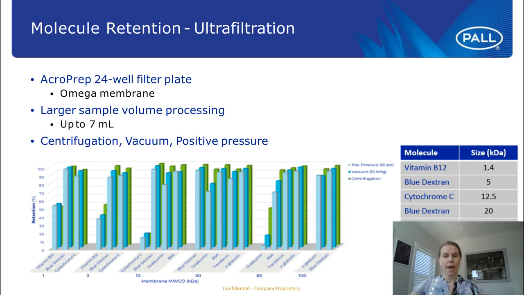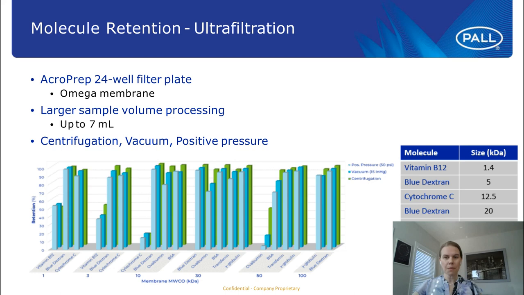As an example, if we look at vitamin B12, which is about 1.4 kilodaltons, if we use the membrane with molecular weight cutoff 1, we are able to retain that molecule without any issues. And it's a similar situation if we use a membrane with molecular weight cutoff 3. But if we look at the membrane with molecular weight cutoff 10, the third graph from your left, we can see that vitamin B12 is no longer present. We are really losing it. So that really tells you how important it is to know which particular molecular weight membrane to use and what I'm aiming to achieve.